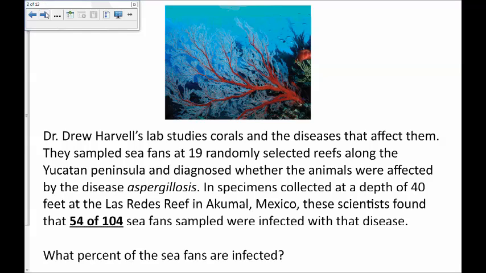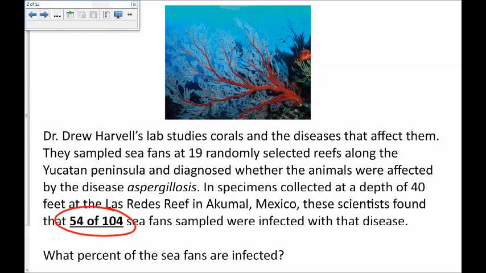Okay, so they randomly select 19 reefs and then go and collect samples from those areas, and they find that 54 out of 104 sea fans that they sampled were infected with the disease. After they've done all this, the thing that they want to know is what percent of all the sea fans are infected. But that is not a simple question.